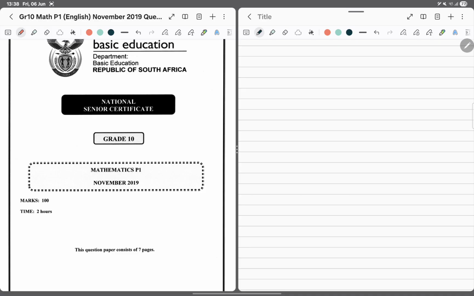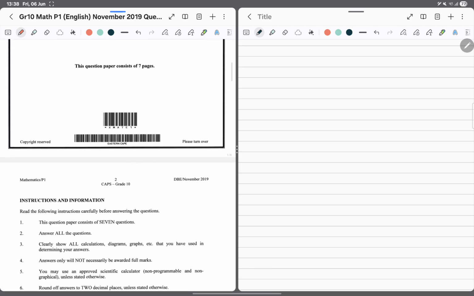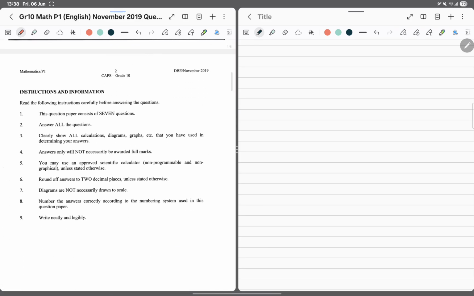Hopefully this finds you well, and perhaps in time before your next exam. This is to help those who are still to write their paper 1 for the mid-year exams, hoping that this will help you. So we're going to look at this November 2019 paper, which was a national paper by the look. So let's see what is cooking here.